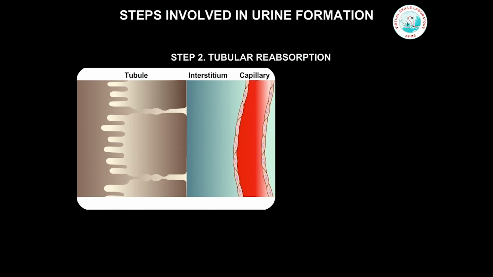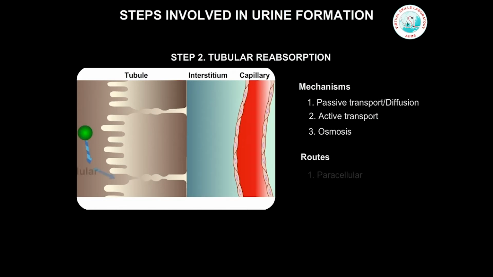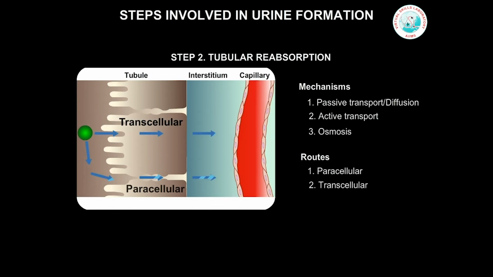The tubular reabsorption occurs via three mechanisms. Number 1, passive transport or diffusion. Number 2, active transport. And number 3, osmosis. Substances being reabsorbed can take one of two routes. Paracellular, that is, substances pass in between the cells, for example calcium, and transcellular, that is, substances pass through the cell, for example sodium and glucose.